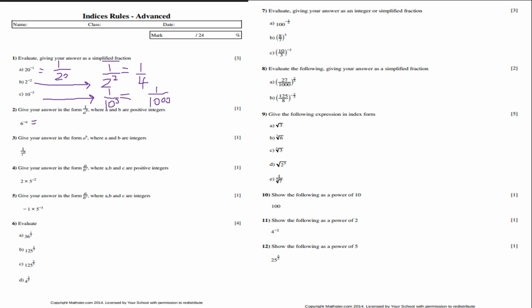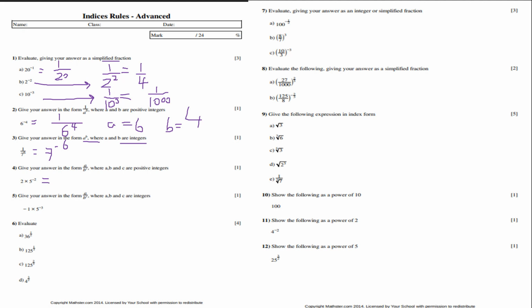For question number 2, give your answer in the form 1 over a to the b, where a and b are positive integers. So 6 to the minus 4 is just 1 over 6 to the 4, where a is equal to 6 and b is equal to 4. Note for question 2, I don't actually have to give a final answer, it's just writing it in a particular form. Question number 3, give your answer in the form a to the b, where a and b are integers. 1 over 7 to the 6 is equal to 7 to the minus 6. So the minus index, the minus power, means 1 over.